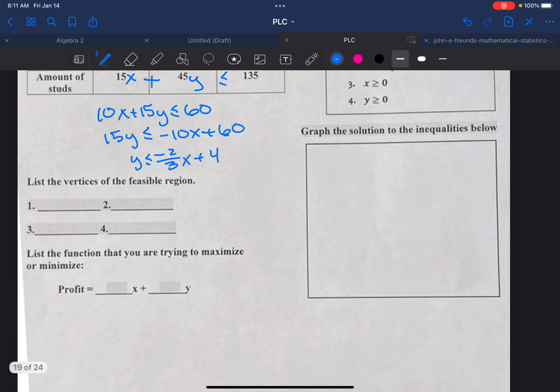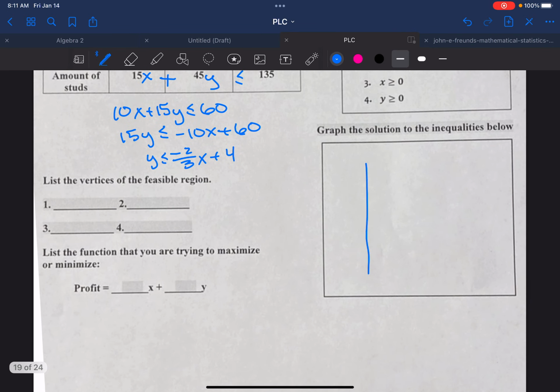So now, come down here, we're going to graph this thing. Now, if you need help with the graphing, once again, please come in and talk to me about it, because the graphing calculator is much harder to teach online.